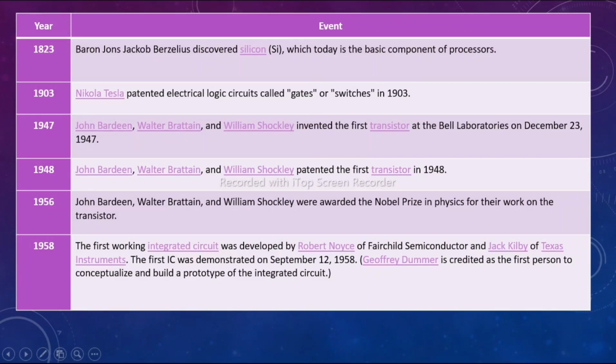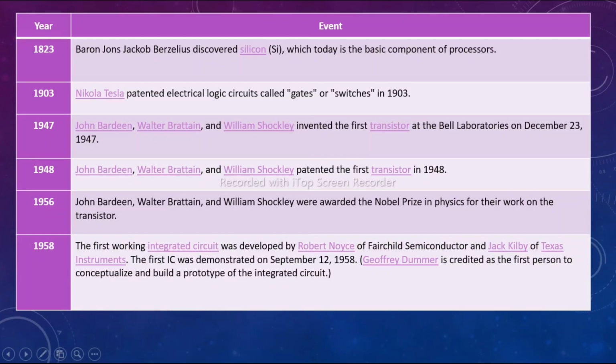In 1947, John Bardeen et al. invented the first transistors at Bell Laboratories on December 23, 1947. And again, in 1948, John Bardeen, Walter Brattain, and William Shockley patented the first transistor. In 1956, John Bardeen, Walter Brattain, and William Shockley were awarded the Nobel Prize in Physics for their work on the transistor.